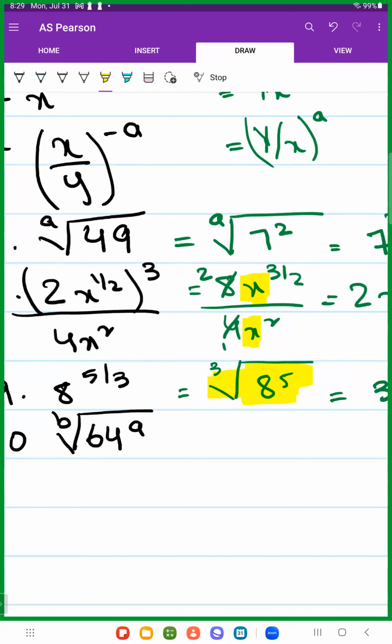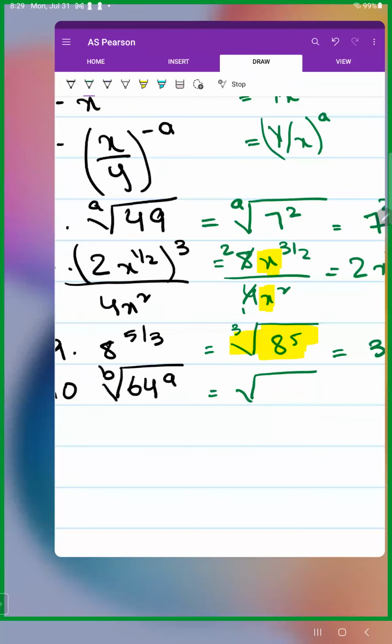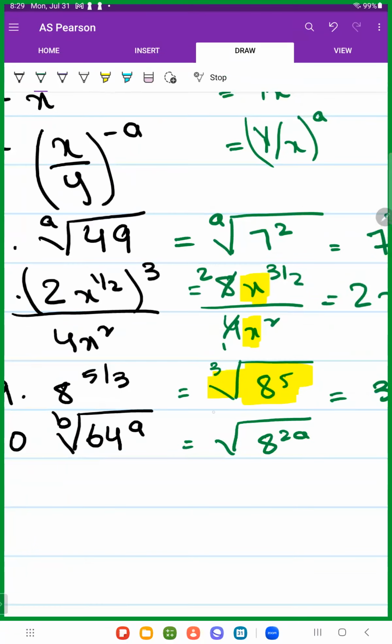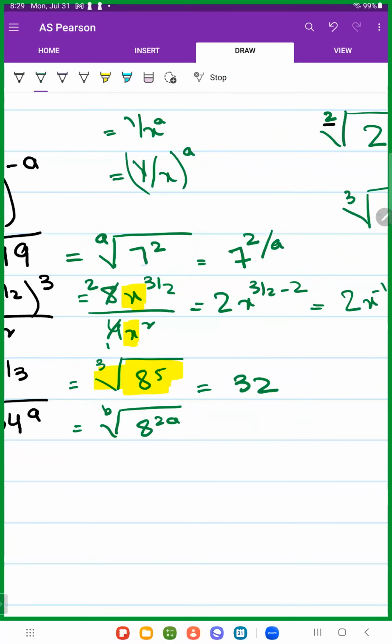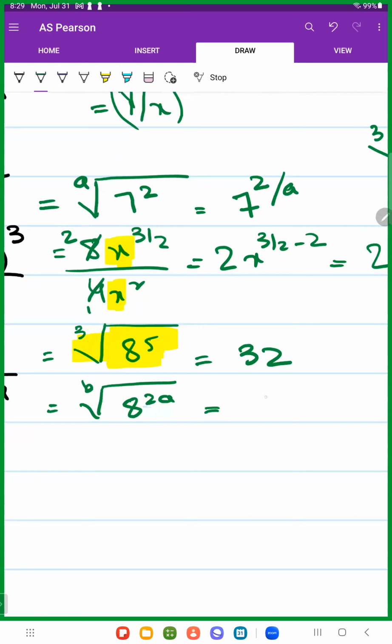I think the last is 64 to the power a over b. Can we not further simplify it to be 8 to the power 2a? Yes. We need to simplify it as much as you can. So 8 to the power 2a upon b. Understand? Yes.